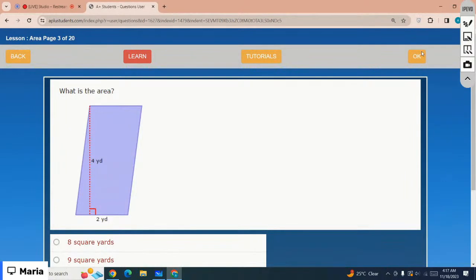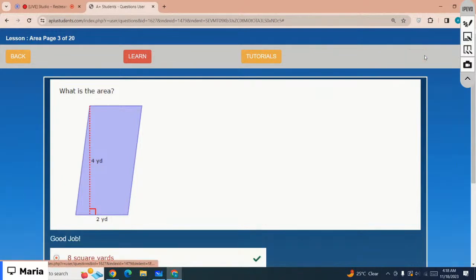Okay, what is the area? That is a rectangle you are given, right? It would be length times width. The area of the rectangle is length times width. The length is 4, the width is 2, so that would be 8. Very good. 4 times 2, that is 8 square yards. Very good.